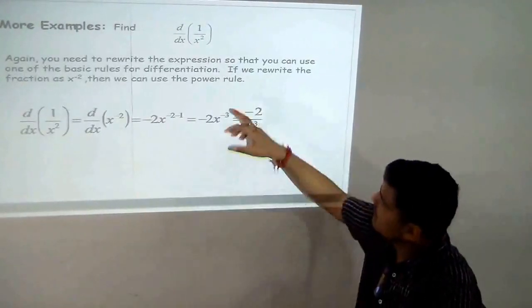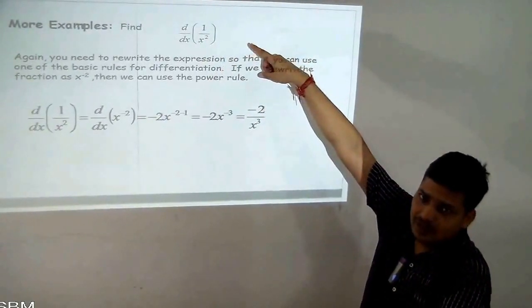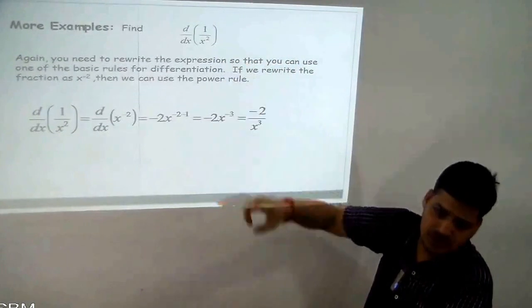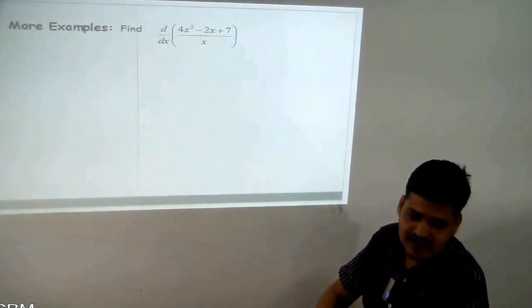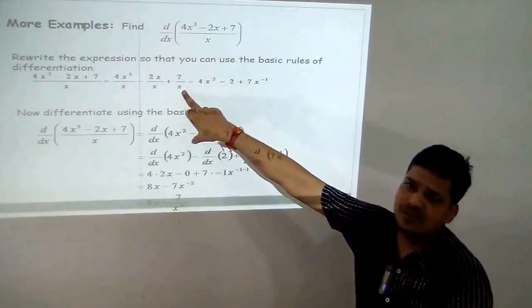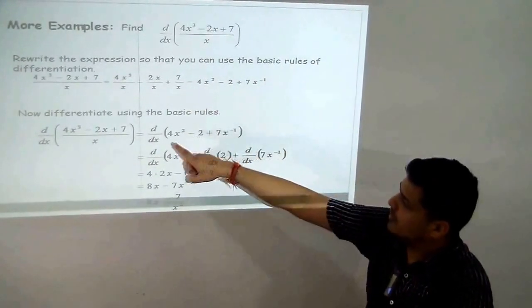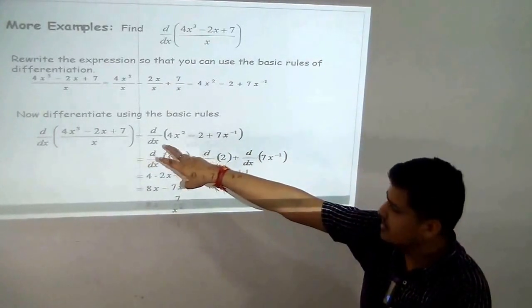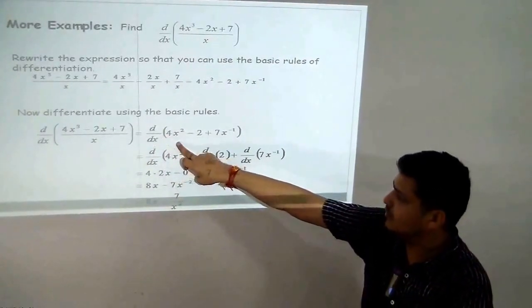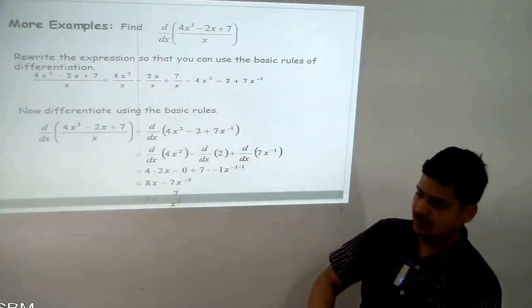You can see that when x to the power 2 in the denominator goes to the numerator it becomes minus 2. The same thing we can see over here: x to the power plus 1, when it goes to the numerator, becomes minus 1. So now we differentiate d/dx of 4x square minus 2 plus 7x to the power minus 1.